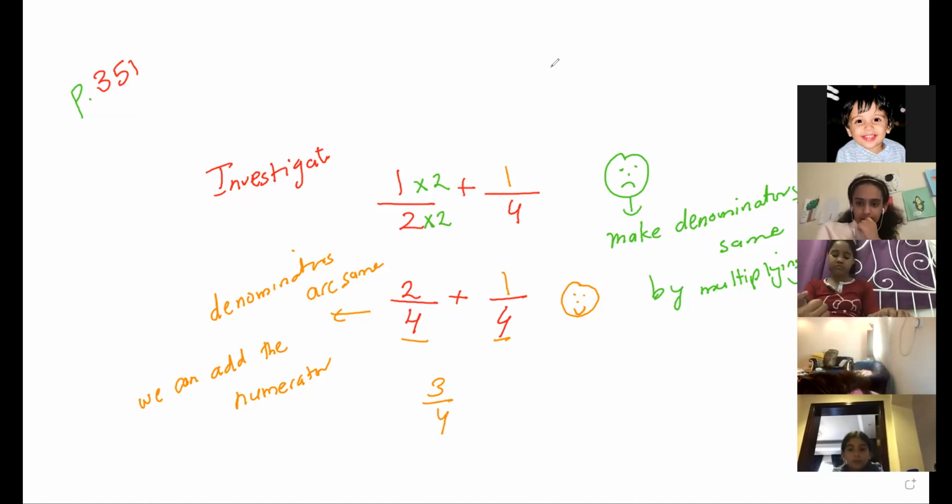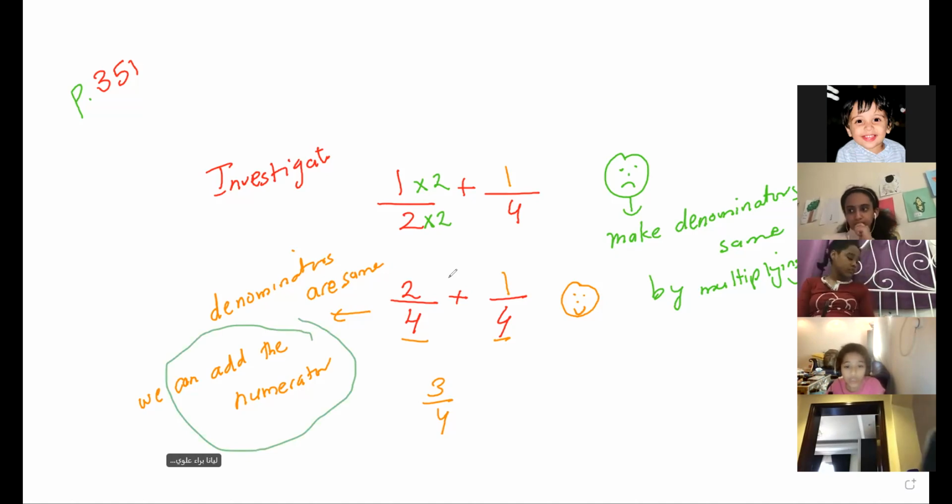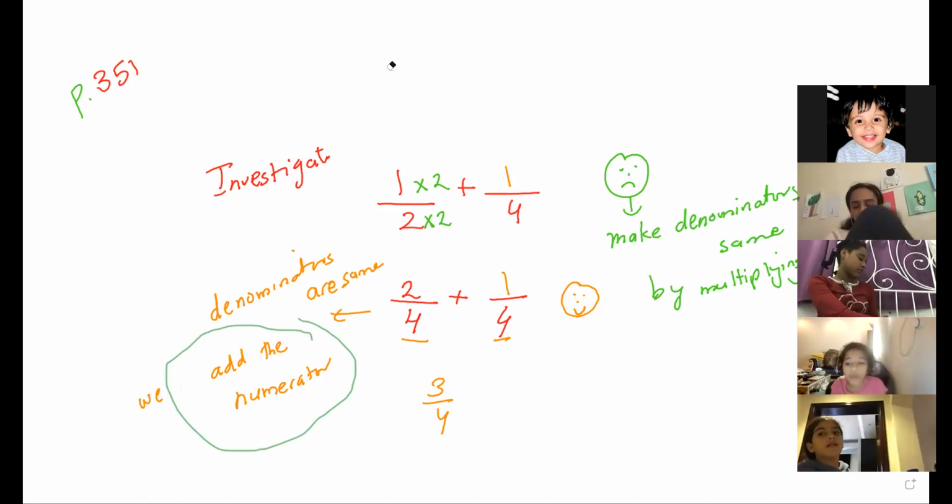Can I say this? No. Is that what happened? Yeah. No. What are you writing, Elan? Where are you? Yes, miss. Finish. Did you write till here? 2 over 4 plus 1. Don't forget to multiply this by 2, and then we can add. Teacher, not done. We can add the numerator.